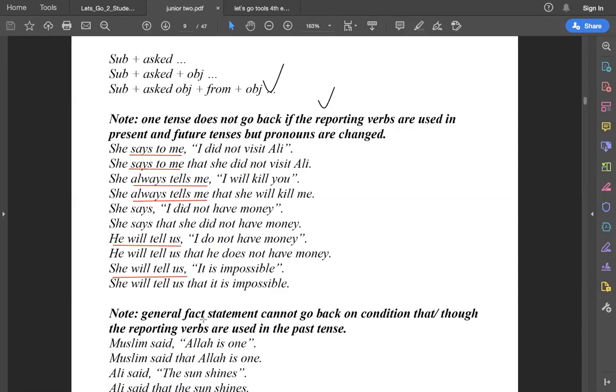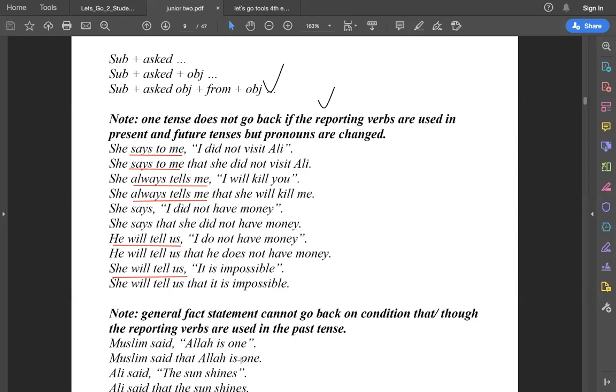And there's one more condition where you do not change the tenses. A general fact statement cannot go back in tense. Even if sometimes the reporting verb is in past form, but the reported speech is a general truth, a general fact, you are not going to change those tenses either.